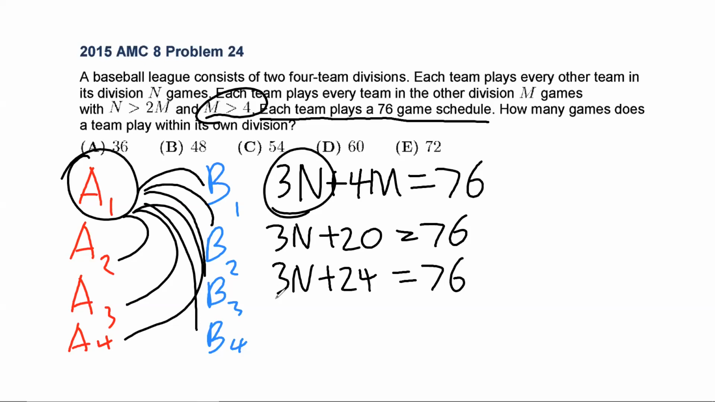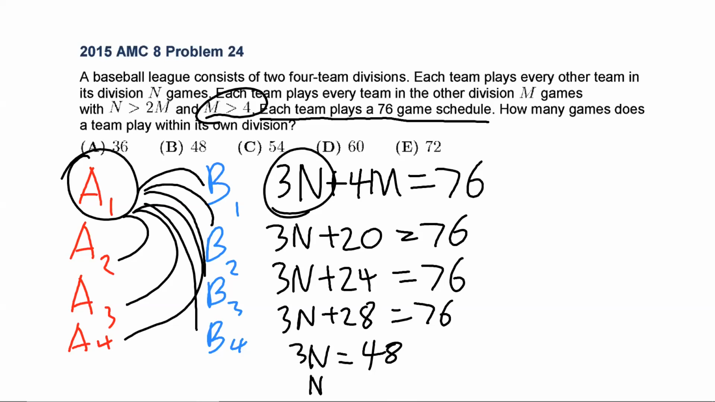So next you could try 7. So 3n plus 28 is equal to 76. And here, if you subtract 28 on both sides, 3n is equal to 48. So if 3n is equal to 48, then n is equal to 16. And basically, you have the answer, because they're asking you for 3 times n, and that number is 48.